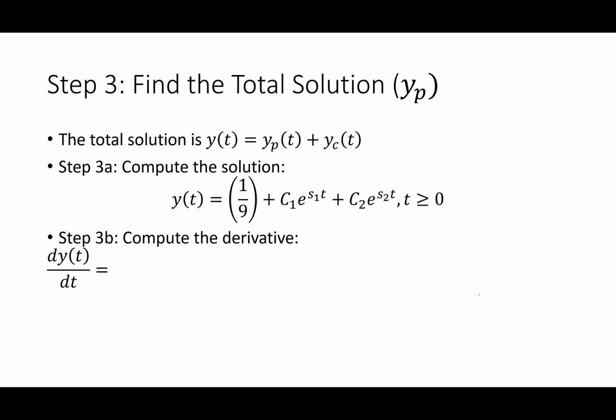All right, so we know what our particular solution is. We know the form of our transient solution, but we don't know C1 and C2. So we're going to go through those 4 sub-steps here to get C1 and C2. Okay, so I say the total solution is equal to yp, so that's 1/9, plus c1 e to the s1t plus c2 e to the s2t for t greater than or equal to 0, so I can get rid of the u of t's.